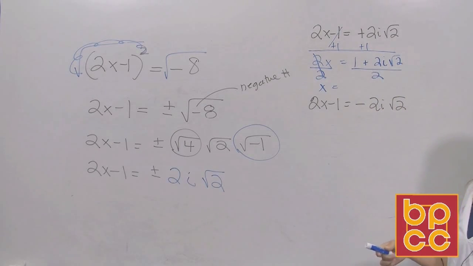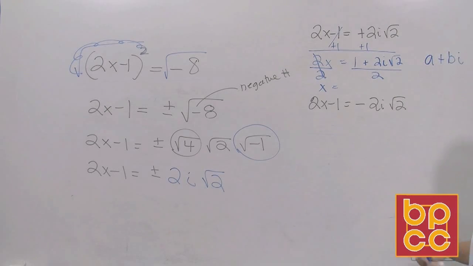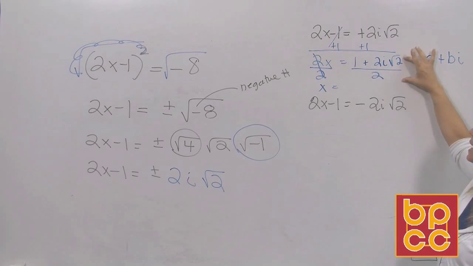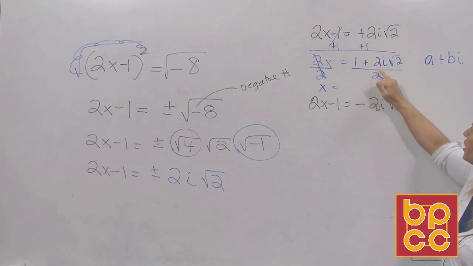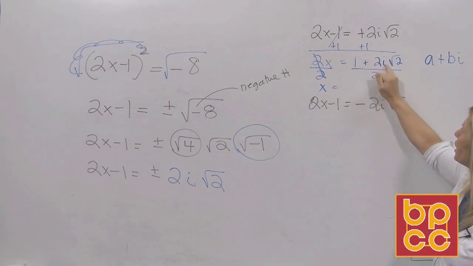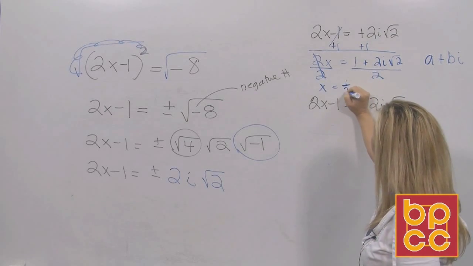You learned in Module 3, when you write an answer with an i, it has to be in a plus bi form, which means I need to see a real number and then an imaginary number. I need to see 2 terms, 2 parts. So you can't leave this as one big fraction. We all learned from algebra, this division bar means to divide both of these by 2. Well, 1 divided by 2 is a half. That's your real number.